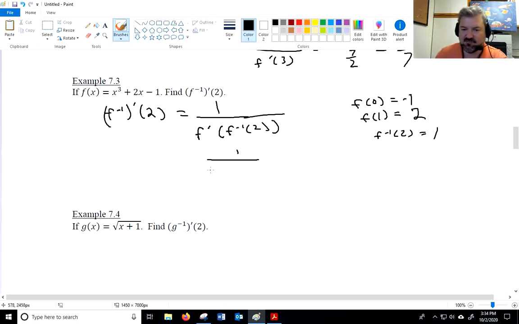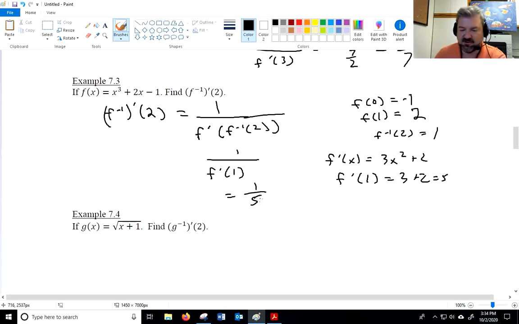So this is 1 over f prime of 1. Well, how am I going to get f prime of 1? Well, that's not hard. I just have to find the derivative of f, which is 3x squared plus 2. So f prime of 1 is equal to 3 plus 2, which is 5. So this must be equal to 1/5.